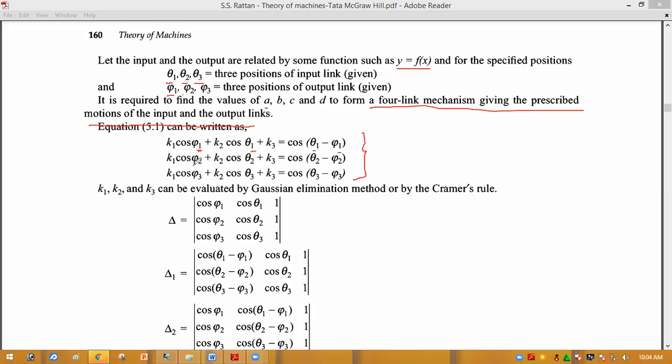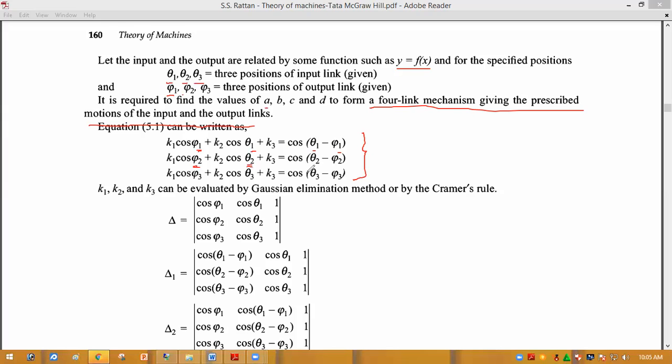Similarly, k1 cos phi 2, where phi 2 is the second output link angle, plus k2 cos theta 2, where theta 2 is the second input link angle, plus k3 equals cos theta 2 minus phi 2. The third equation will be k1 cos phi 3 plus k2 cos theta 3 plus k3 equals cos theta 3 minus phi 3. If you know the angles, for example theta 1 equal to 30 degrees, theta 2 equal to 45 degrees, and theta 3 equal to 60 degrees, we can simply substitute these angles in the equations.